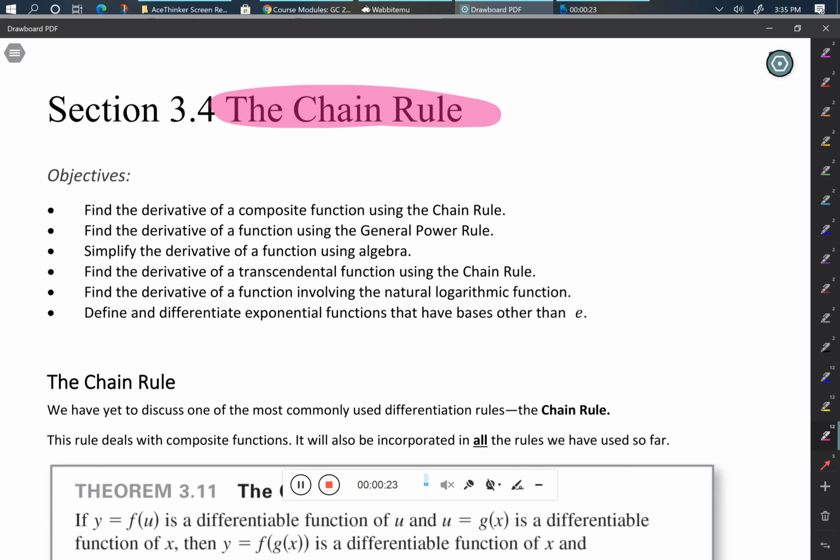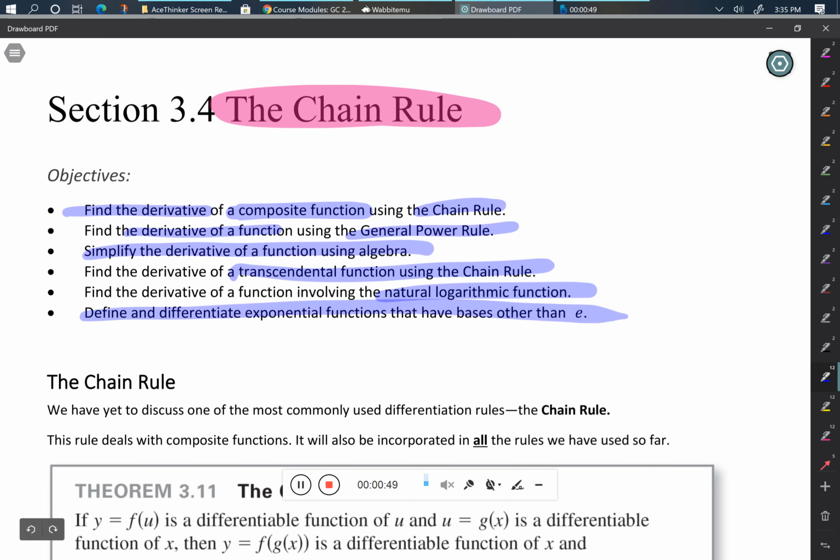So in this section, we're going to take a look at the chain rule, another rule that's going to help us never have to use limits. We're going to find derivatives of composite functions using the chain rule. We'll take a look at how we can modify that chain rule to make something called the general power rule. We'll do lots of simplifying of derivatives using algebra. We'll take a look at some transcendental functions and the chain rule and how it applies to those. We'll look at logarithmic functions, and we'll take a look at exponential functions that have bases other than the exponential term e. Wow, that's a lot.